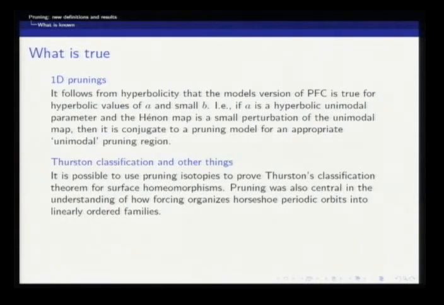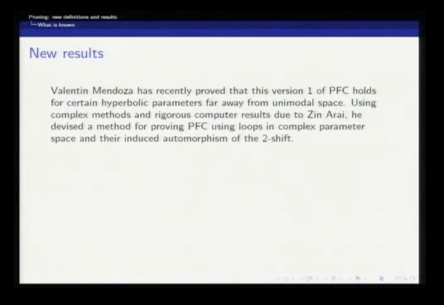When I was doing my PhD, I started talking to Michael Handel, and he said, well, can you give a pruning proof of Thurston classification? And I said, oops, that's an interesting thing. Anyhow, you can do that. You can use these pruning isotopies that you can construct by hand and give an algorithmic proof, if you will, based on Handel's proof, for this classification theorem. Pruning also was quite central in understanding this forcing relation, which had to do with braid types. So pruning was useful for other things.